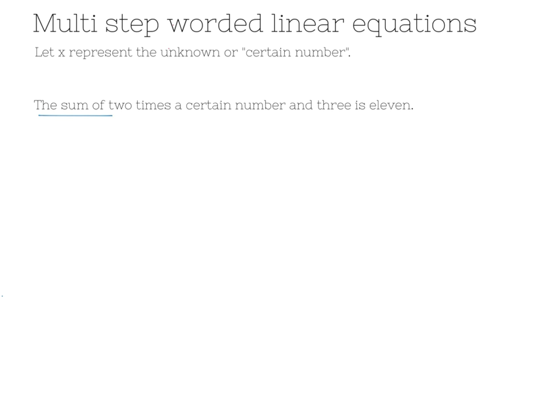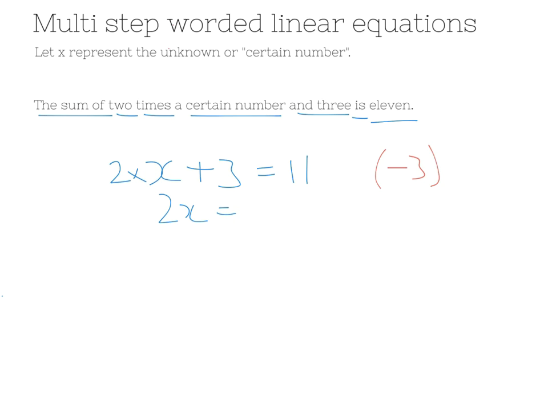The sum of, so we have a plus, 2 times a certain number, so that's really 2x, and 3, so we're adding 3, equals 11. So we have 2x plus 3 is 11. Get rid of the plus 3 by subtracting 3 from both sides. So we have 2x equals 11 minus 3 is 8. We have 2 times x, so we divide by 2 to get rid of it. So now x equals 8 divided by 2, which is 4.